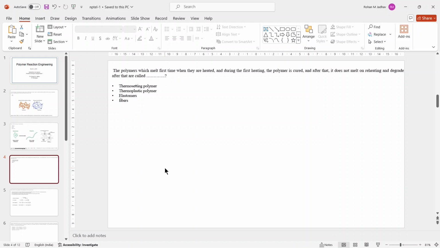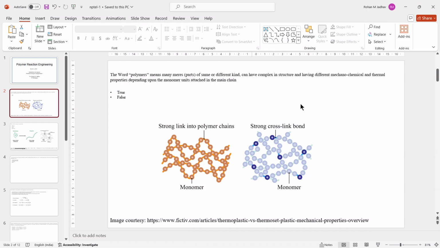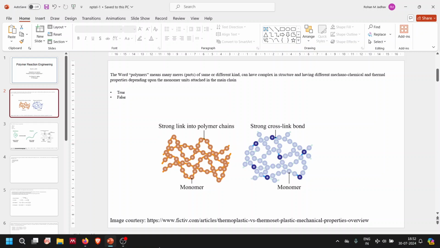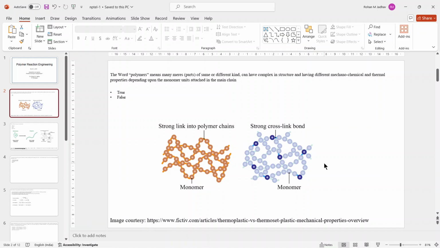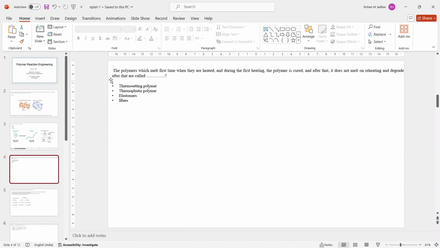But in thermosetting polymers, as you can see in this slide, there is a cross-linking bond. Because of this cross-linking bond right here, the polymer chains are restricted from moving around. And even if you increase the temperature, they won't move around and go to the molten state. They will directly go to the degradation state, and that will create the burnt polymer, or it will basically destroy the polymer. So that's why these polymers are called thermosetting polymers.